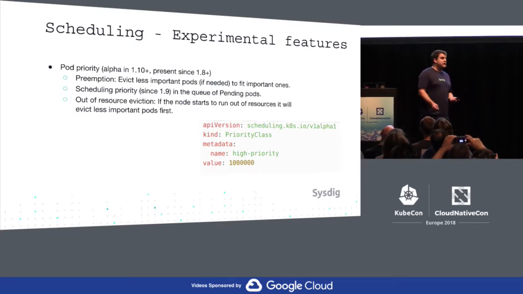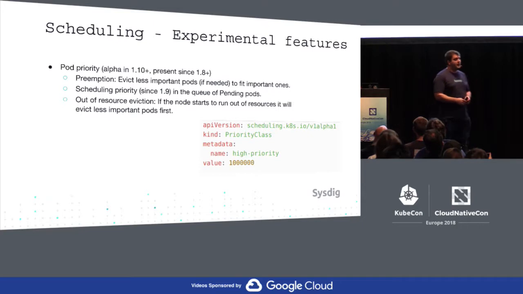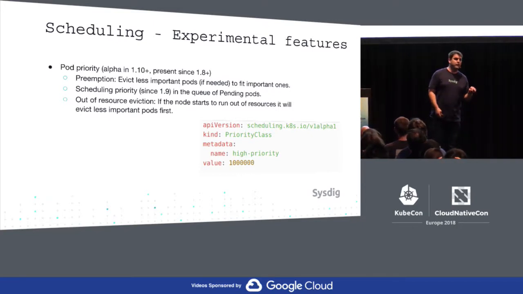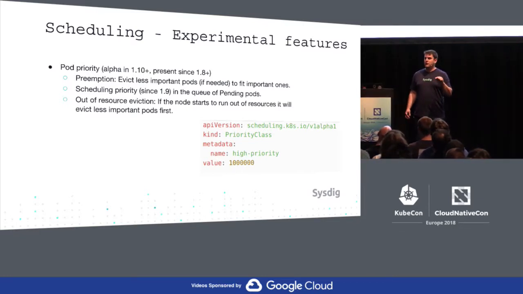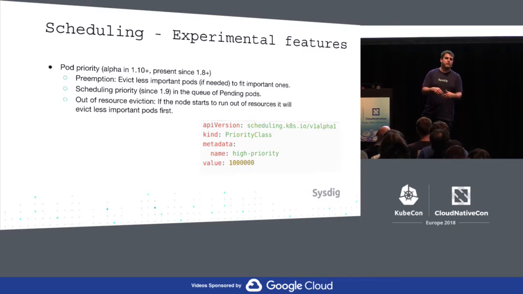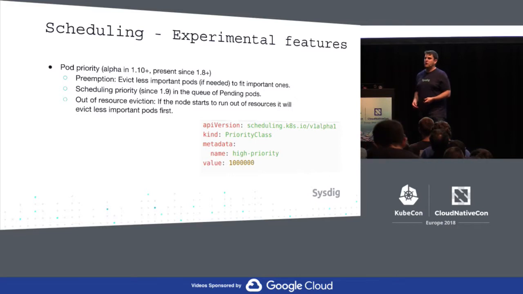So yeah, this pod priority is an alpha feature in 1.10, and you can establish a weight for the pods, and it will have three different effects. Preemption: a pod that wants to be scheduled will kick out less important pods if there is no room for everyone. The scheduling queue will have different priorities, so the most important pods will get scheduled first. And also out-of-resource eviction, which is like the first point, but the opposite situation. All the pods are in the node, so they will start evicting the less important ones.